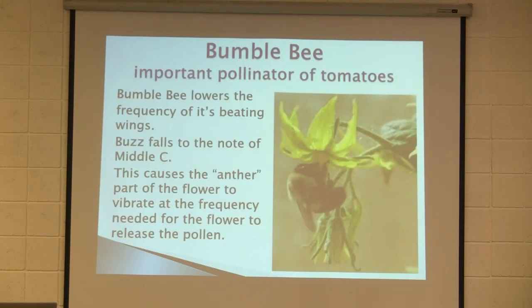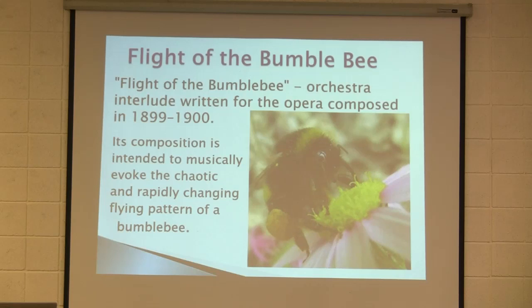And again, they're important pollinators of tomatoes. How they do this is they beat their wings at a frequency that hits a note of middle C. The anthers of a tomato plant then release the pollen when it hits that frequency. So it's a very sophisticated interaction between bumblebees and tomatoes. The Flight of the Bumblebee, as I'm sure you've all heard, is an orchestral piece written for an opera, composed in 1899. It was a composition especially written to try to mimic the chaotic and rapidly changing flying pattern of a bumblebee. So now you know a little bit about the opera.